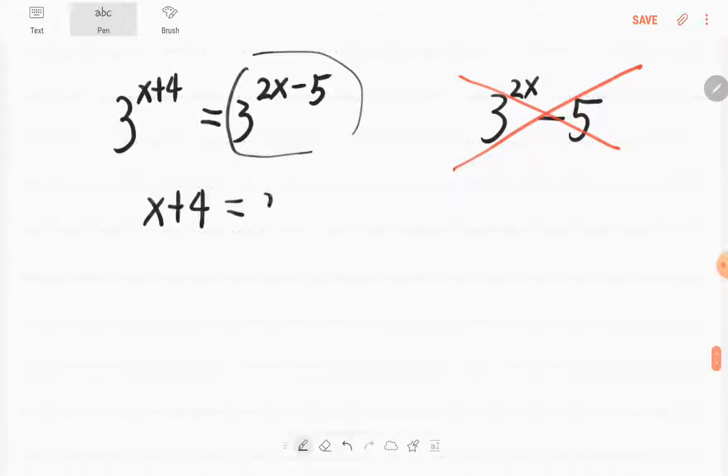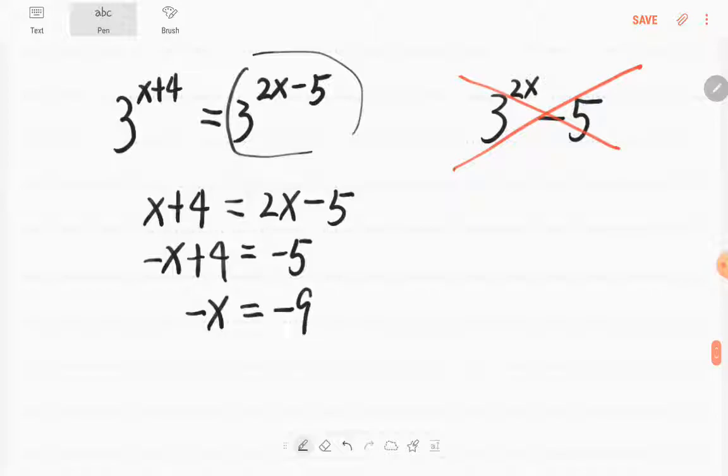x plus 4 equals 2x minus 5. So we subtract 2x on both sides. So you have negative x, right? Plus 4, negative 5. Then subtract 4 on both sides. You have negative x equals negative 9. So you divide by negative 1, so x would be 9.